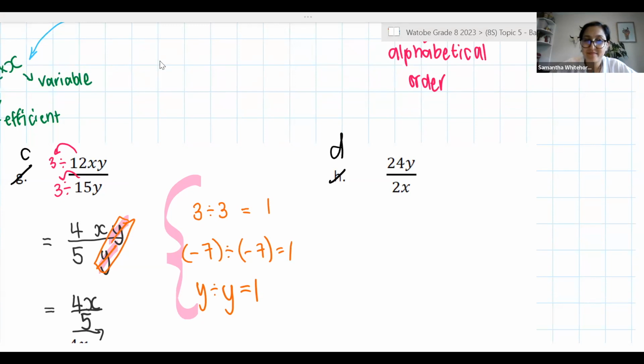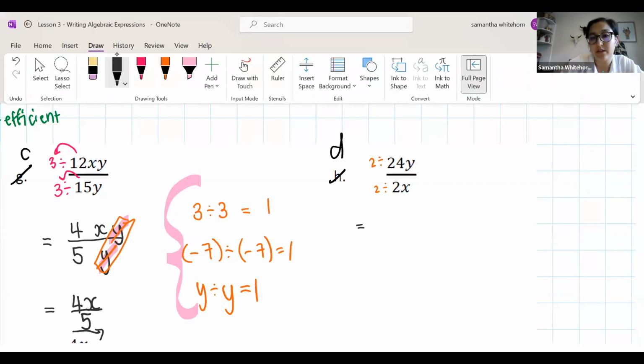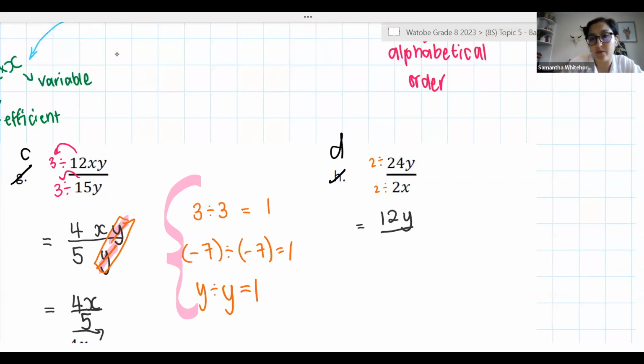How I got D, I said I divided both the numerator and the denominator by 2, and then I got 12y over 1x. Perfect. Can you simplify that any further? No, ma'am. Perfect. Right, so guys, again, the 24 divided by 2 gave us 12. 2 divided by 2 gave us 1.